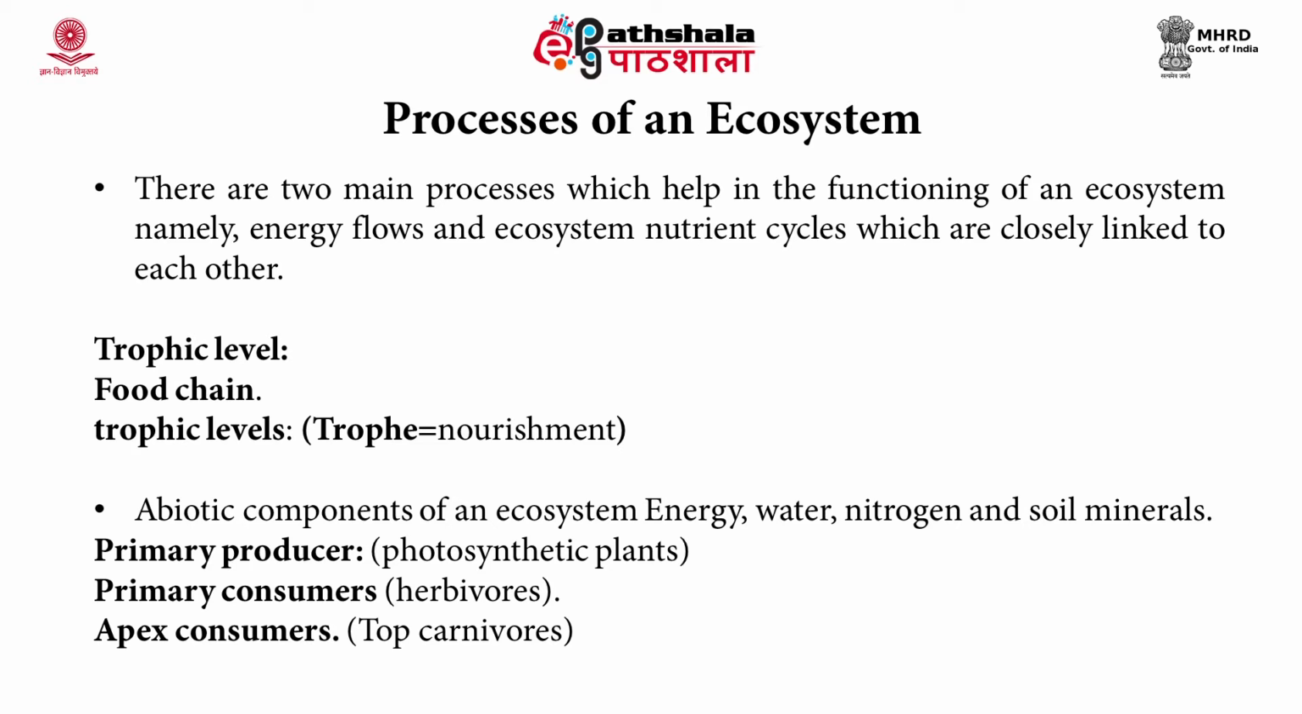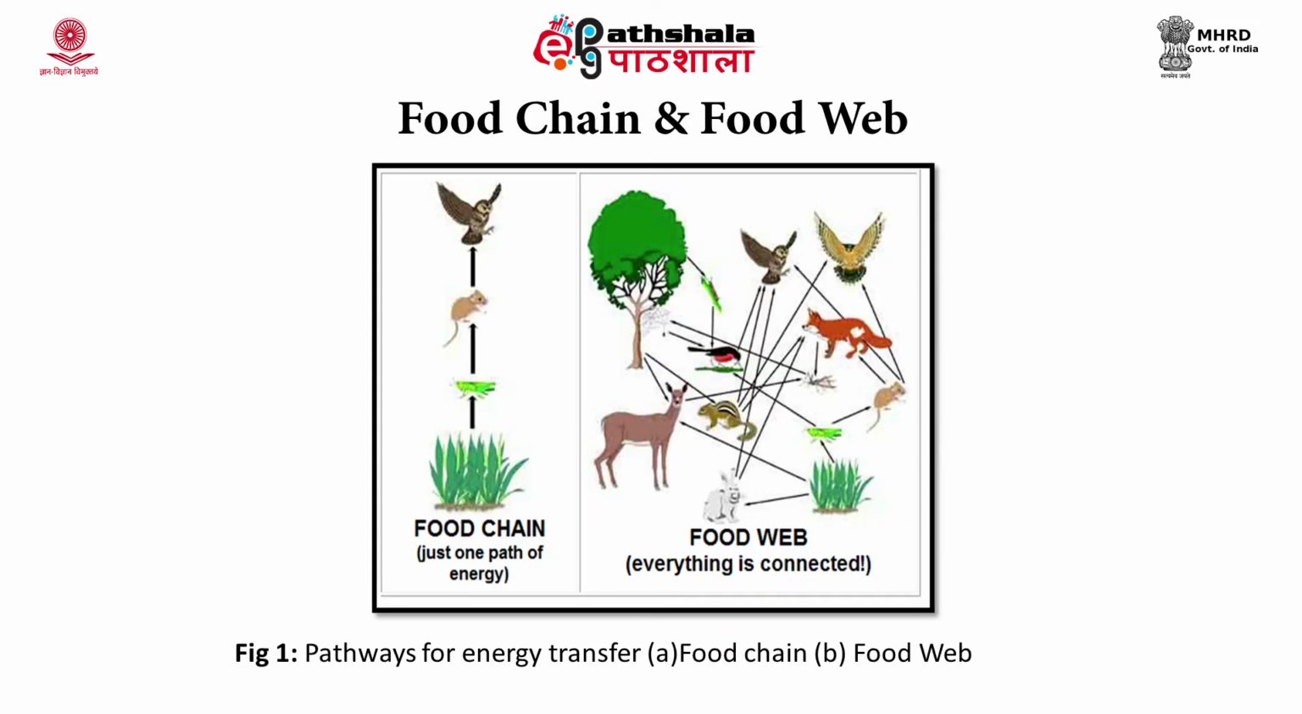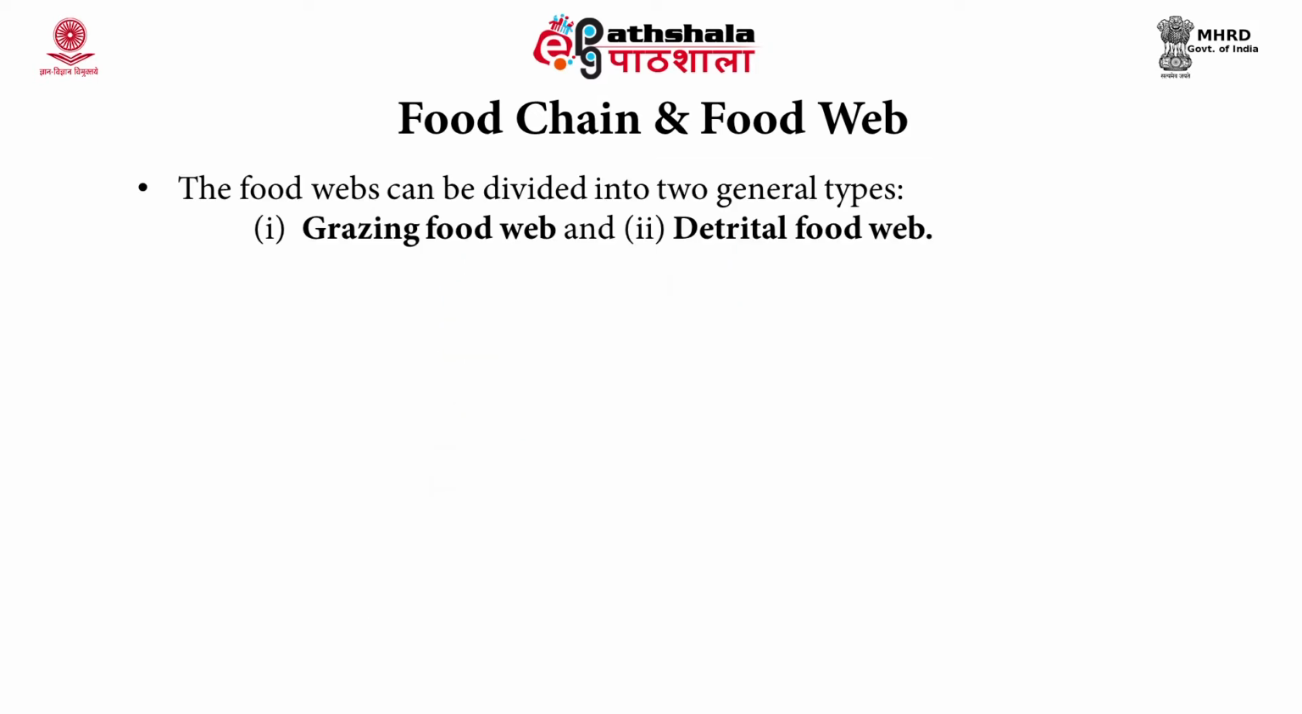However, the food chain represents only a simple and isolated relationship and represents only a part of the food or energy flow. In an ecosystem, several such food chains interconnect and form an interconnected network of feeding relationships that take the form of a food web. Figure 1 shows the pathway of the energy transfer. A is the food chain and B we have the food web. The food web can be divided into two general types. One, the grazing food web, and second, the detrital food web.